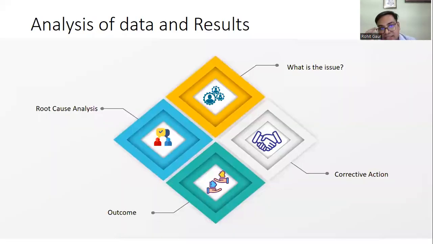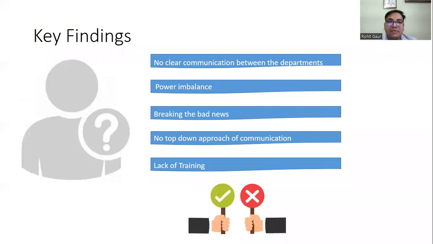The next is the analysis of the data and result. I started with what is the issue exactly with these people, why they are not communicating properly. I did the root cause analysis for that. Post that, I got the outcome of that root cause analysis. After getting the outcomes, I went to the next step, that is corrective actions. Post this, there were key findings, which I found out: there was no clear communication between the departments.